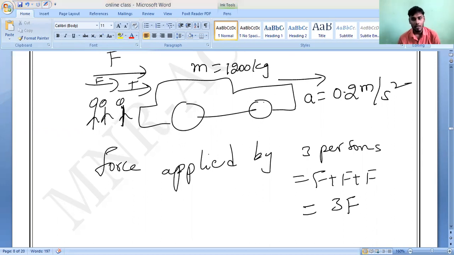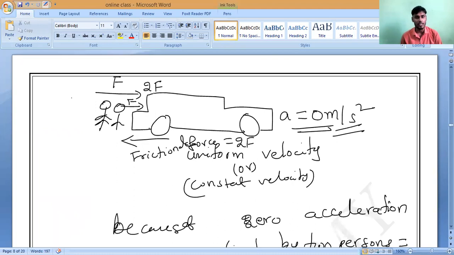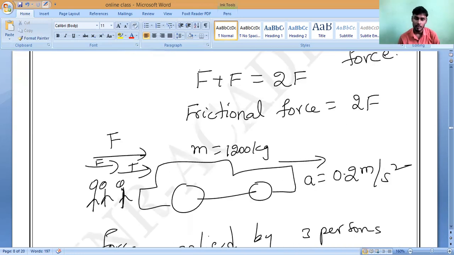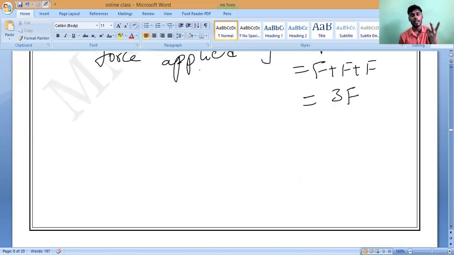What is the net force? Here there are 2 persons and there 3 persons. How many persons are extra from one case to another? One person is extra, which means the extra force is only F. Two persons were unable to create acceleration, but when 2 become 3, they create some acceleration. So the net force is equal to what?